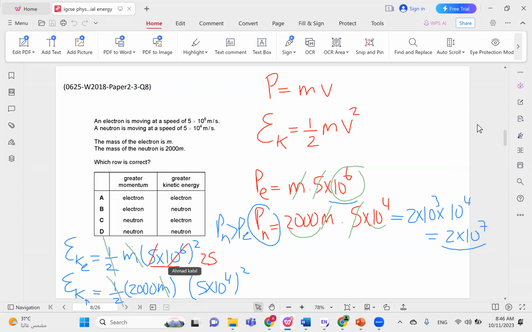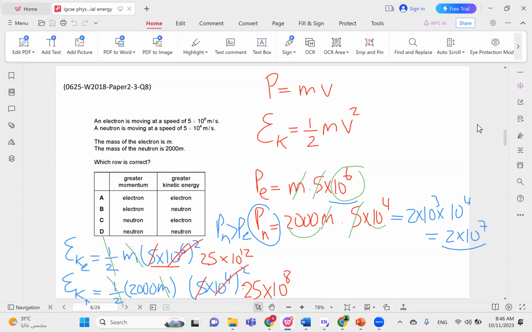And the 10 to the power of 6 becomes 10 to the power of 12. It's 10 to the power of 6 to the power of 2, which gives me 10 to the power of 12. Let's do the same for the one below. 5 to the power of 2 gives me 25 times 10 to the power of 4 to the power of 2, and this gives me 10 to the power of 8.